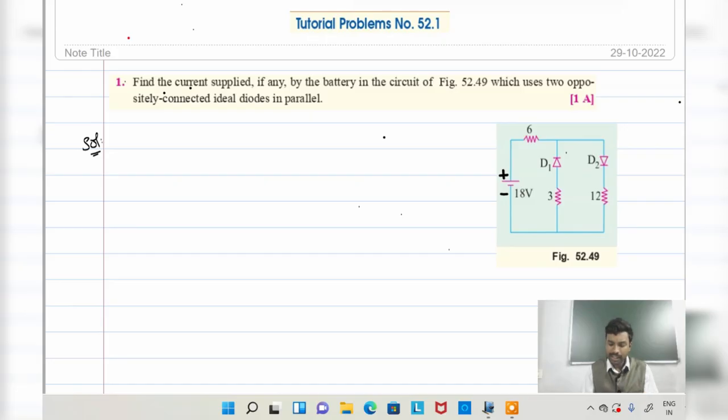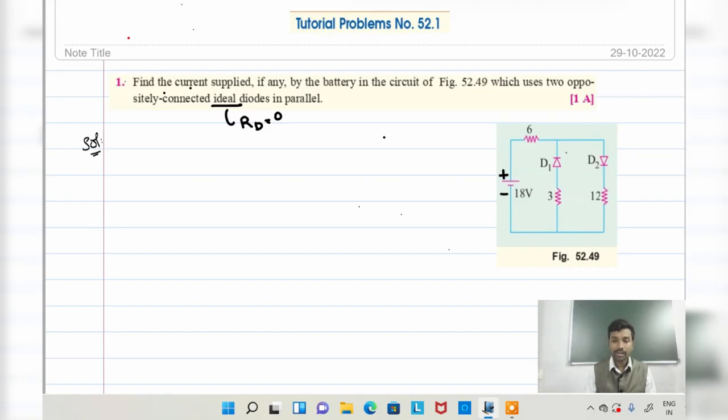So in this diagram, we can identify two diodes connected anti-parallel, which means two oppositely connected diodes. Those diodes are ideal diodes. What is meant by ideal? Ideal is nothing but the internal resistance of the diodes is equal to 0. There is no internal resistance at all. We call those ideal diodes.